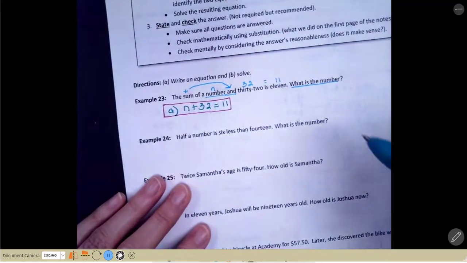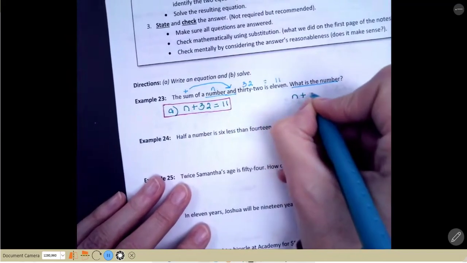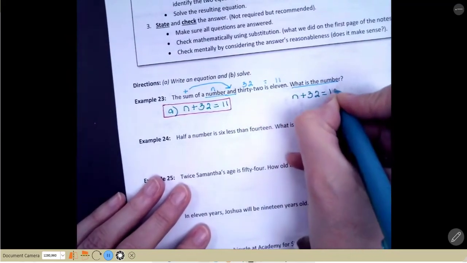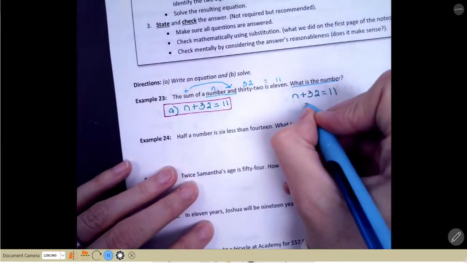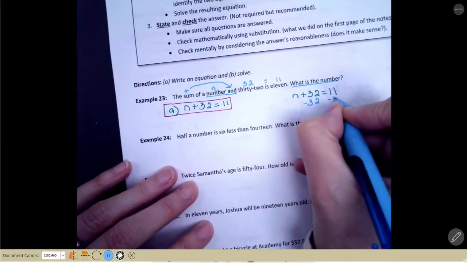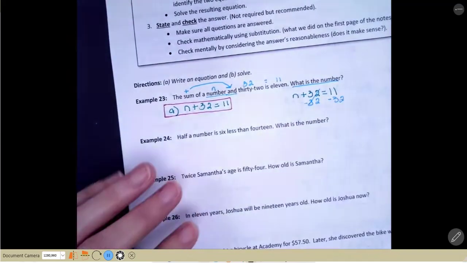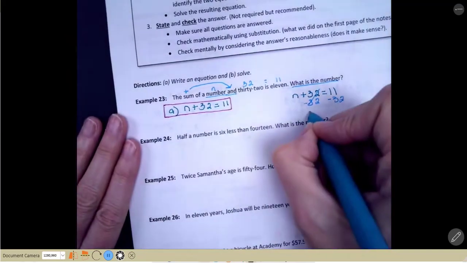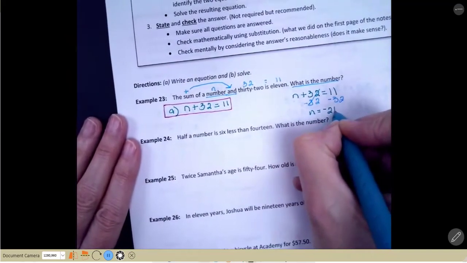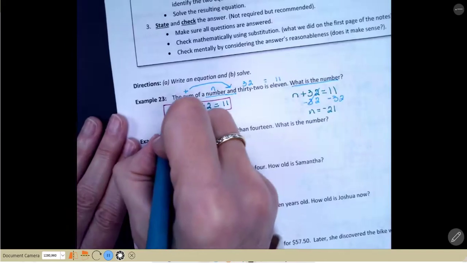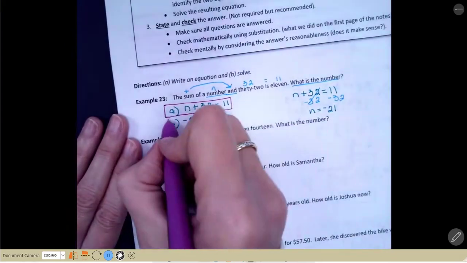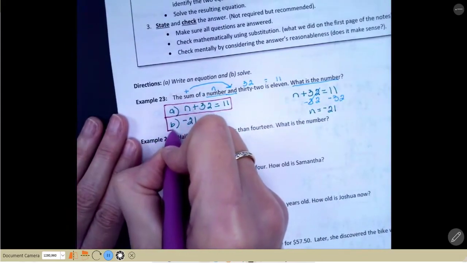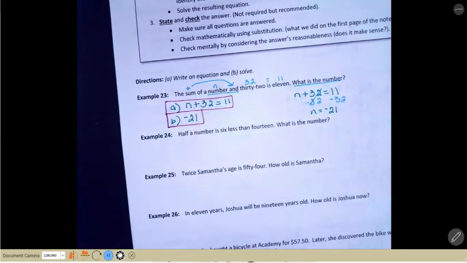I'm going to rewrite my equation over here. And yes, you do need to show your steps to solving it. We're going to subtract 32 on both sides, and we get n equals negative 21. So over here, B is negative 21. That's the second part to our problem. On a question like this in your book, it would be 3 points, 2 points for the equation and 1 point for the answer.